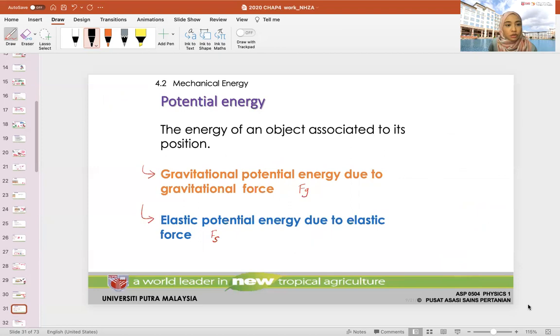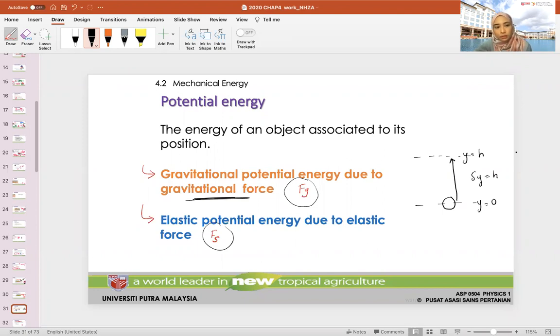The energy of an object is associated with its position. Gravitational potential energy is due to gravitational force, like I told you before, Fg, and elastic potential energy is due to elastic force. Both of these are related to position. For example, I have a ball over here. This is on the ground, so h equals 0. I bring it up by h. So y equals 0 here, and y equals h over here. Therefore, my sy is equal to h minus 0. I'm bringing this ball up by a height of h.